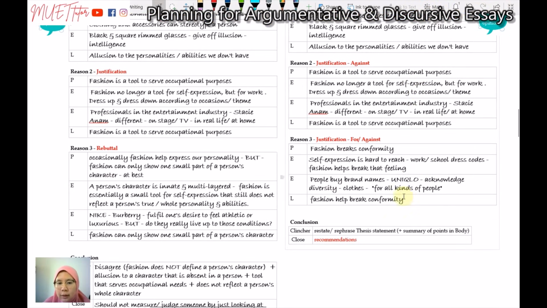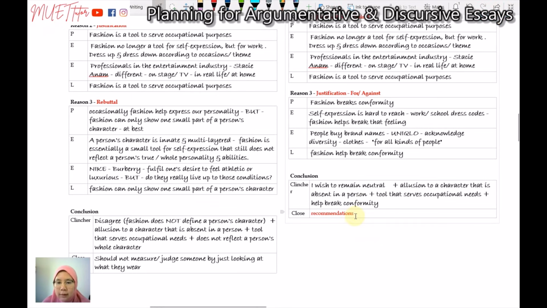In conclusion, the clincher, you can take from your thesis as a restatement there. And to close, you can type it like this. Fashion is for various reasons, both self-expression or not.